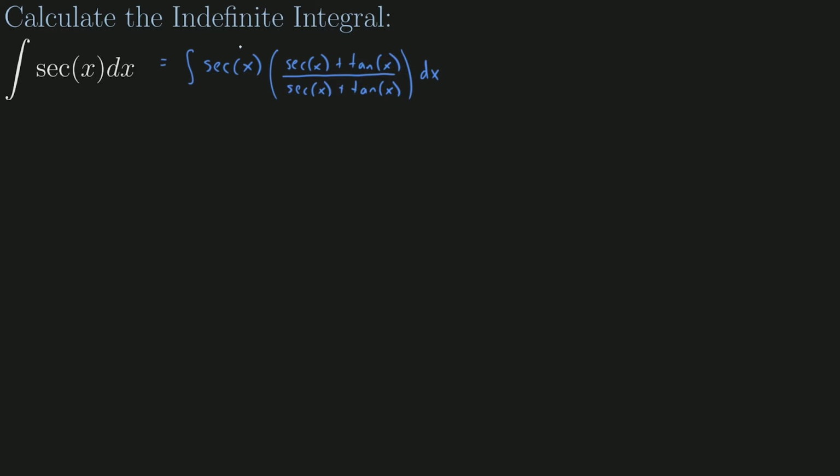Then we'll distribute the secant in the numerator. That will give us secant squared of x plus secant of x tangent of x, all over secant of x plus tangent of x.